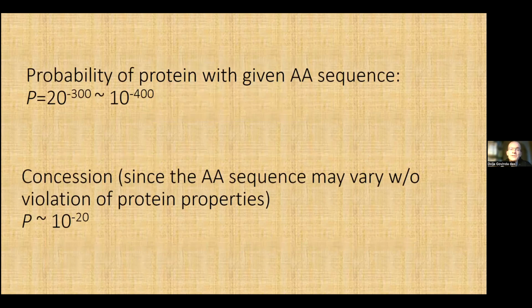But even if we make a concession, the author refers to a paper by Hoyle and Wickramasinghe, researchers who said that the sequence of amino acids may vary without a significant violation of the properties of protein molecules, and this probability can be much increased, to 10 to the power minus 20. So that is a huge increase of this probability, but nevertheless it remains quite a small number for finding protein molecules with a particular structure of amino acids.